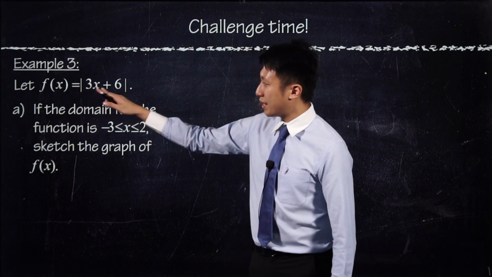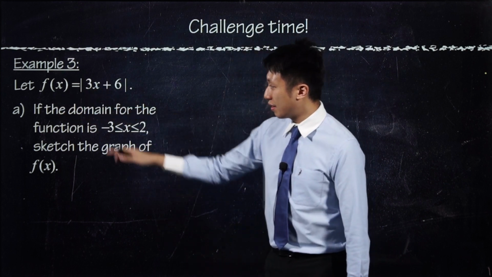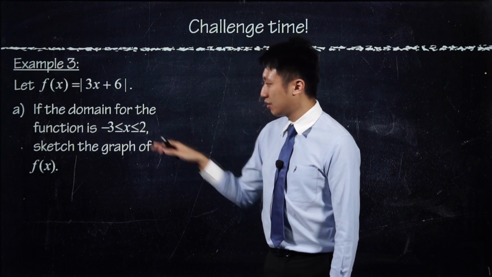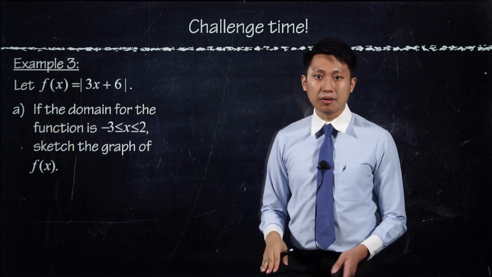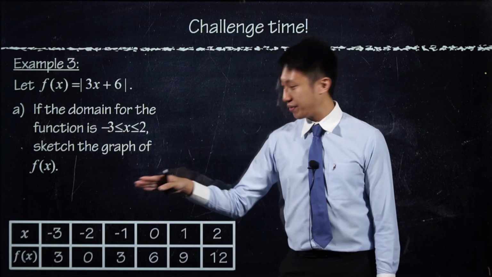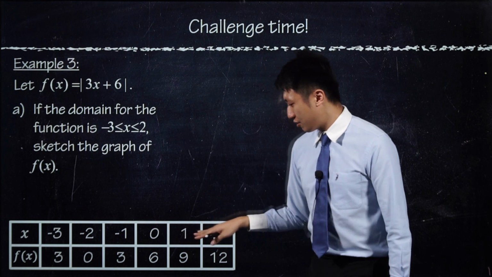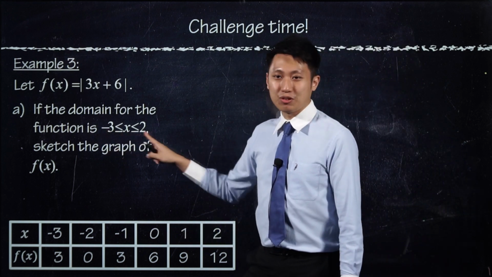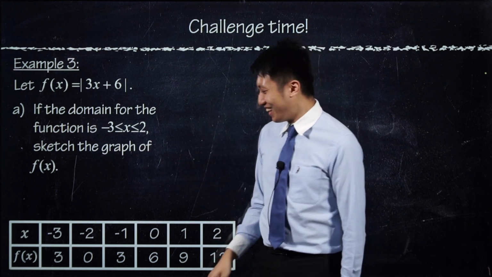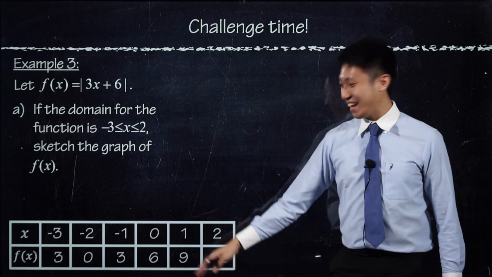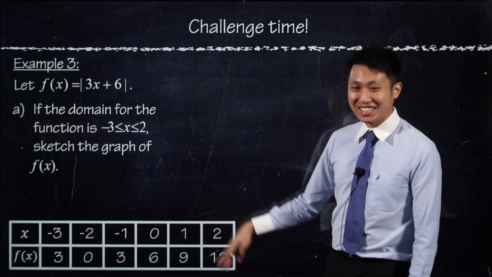If f(x) is given by modulus of 3x plus 6, find the graph if the domain for the function is between negative 3 to 2. You need some sample points in order to plot the graph, right? So what I do is I go one by one from negative 3, negative 2, negative 1, 0, 1, 2. Let's say if in the exam they give you negative 10 to positive 10, don't silly go and do negative 10, negative 9, negative 8 and do until 10. You'll be wasting so much time.